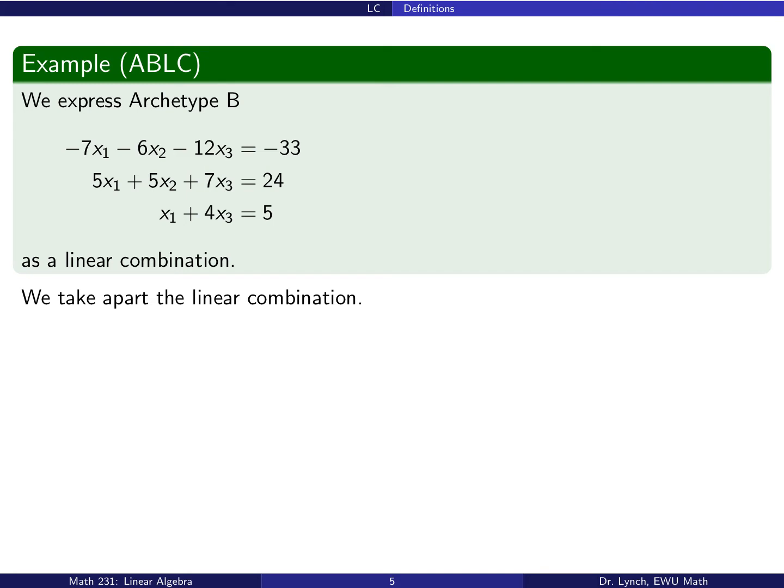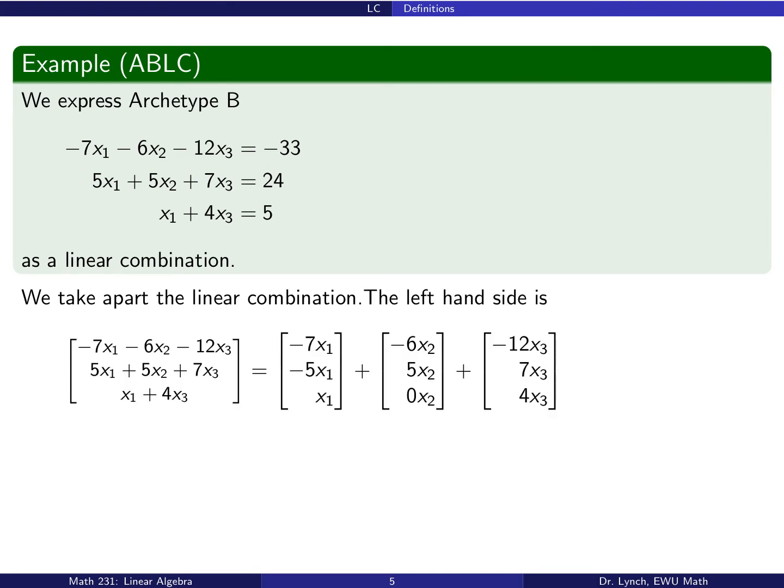Okay, so in order to give you a taste of that, let's go ahead and have a look at the linear system associated with archetype B. We know how to express this linear system as vector equality, right? We did that previously. So once we express this linear system as vector equality, we can actually take apart the vector on the left-hand side into a linear combination. Taking apart that vector on the left-hand side as a linear combination looks something like this.